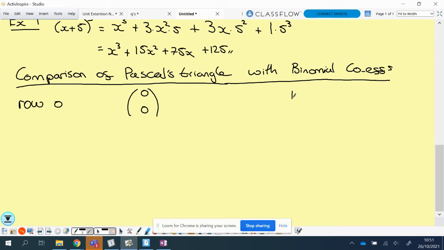Okay, if you do that in a calculator, you'll get 1 as your answer there. Because there's one way to choose 0 things out of 0 objects. You just don't choose any. That is the one way to do it, that's why it's a 1 there.